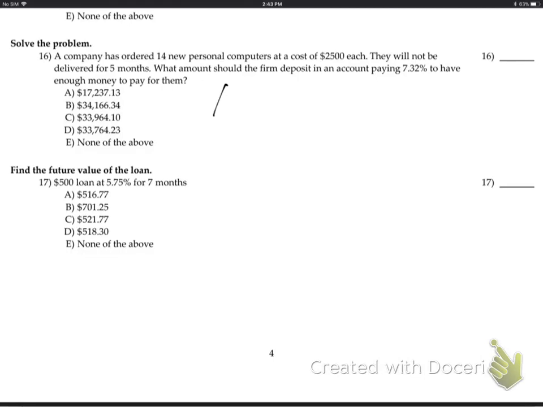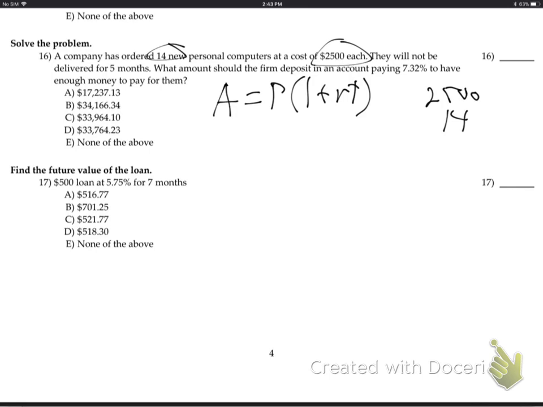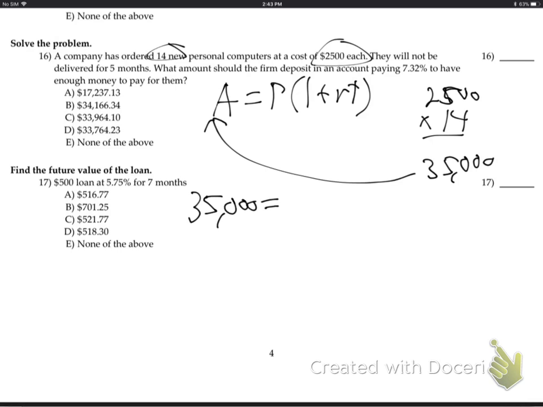16, okay, we're using the formula A equals P(1 plus rt). That's the formula here. They're telling you 14 computers at $2,500 each. 14 times $2,500, what is it, 35,000? Well, you plug that in for the A because that's the amount they need to have in 5 months when the computers show up to pay the bill.